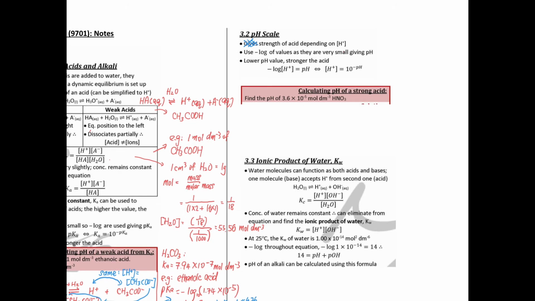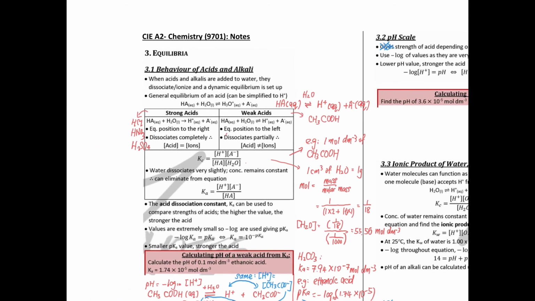Now, calculate the pH of a strong acid. Find the pH of this concentration of nitric acid. First of all, we need to know that HNO3 is nitric acid, and nitric acid is a strong acid. As you can see here, nitric acid, strong acid.